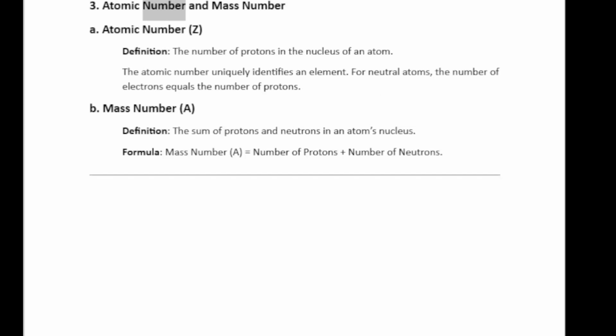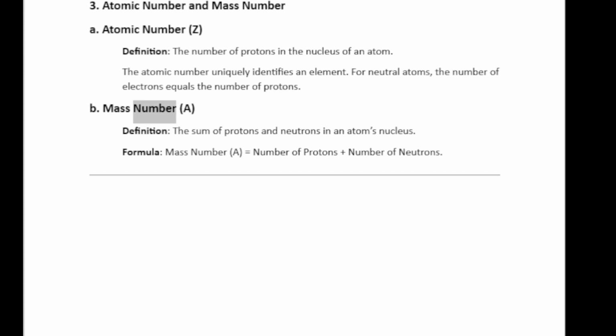3. Atomic number and mass number. A. Atomic number, Z. Definition: the number of protons in the nucleus of an atom. The atomic number uniquely identifies an element. For neutral atoms, the number of electrons equals the number of protons.